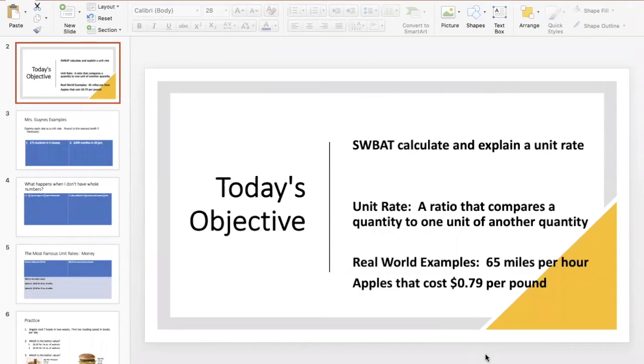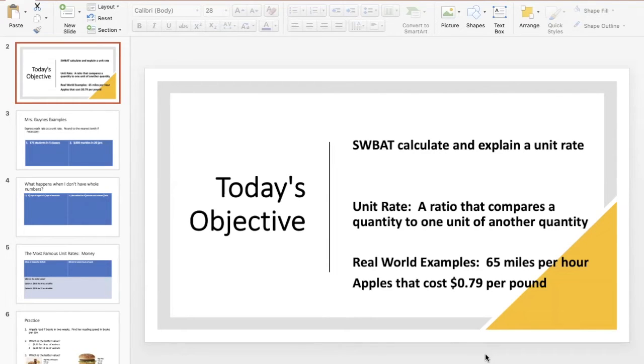Hope yesterday you were able to explore and get to know proportions on a real world level with our ginger ale and juice example. Today we're beginning our new objectives, and today's objective is that you will be able to calculate and explain a unit rate.